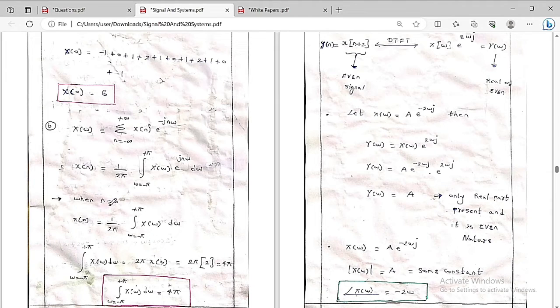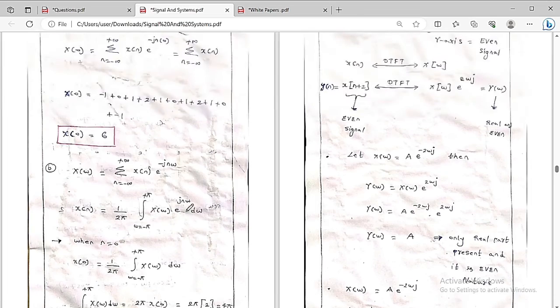Now in place of n, I will substitute 0 and see what I get. x of 0 is equal to 1 by 2 pi times the integration from omega equals minus pi to plus pi. Since n is equal to 0, e to the power of 0 is nothing but 1, we get X of omega d omega. Then what is this value? The integration from minus pi to plus pi of X of omega d omega is equal to 2 pi into x of 0.